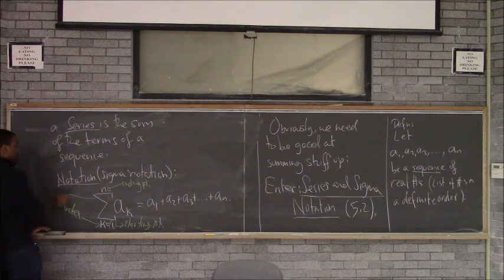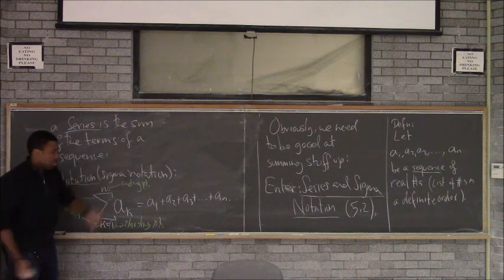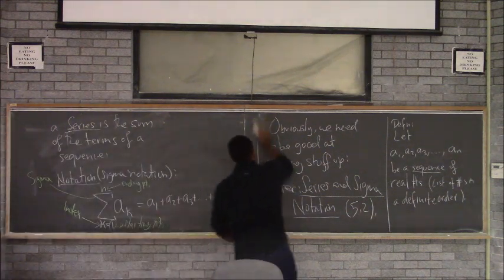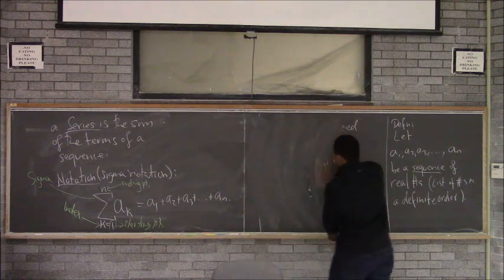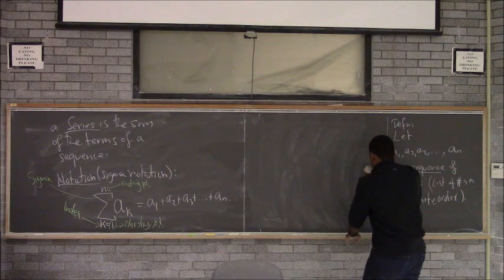And this symbol here is called sigma. And so this is just some term that represents all the members of the sequence, and this symbol means I want to add them all up. So that's called sigma notation. So here's an example.